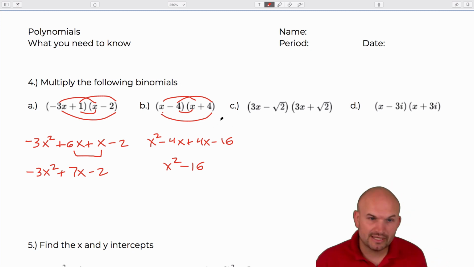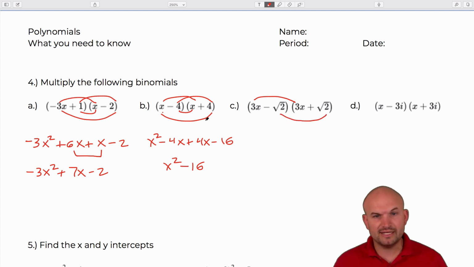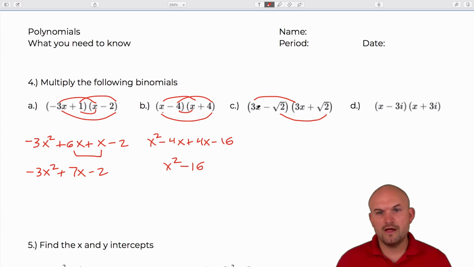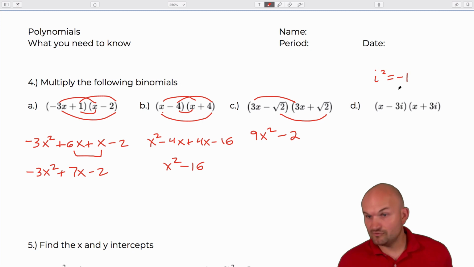For multiplying the following binomials, this is another difference of 2 squares. I really recognize here, this is a more confusing one, right? It doesn't look as simple, but really, all I need to do is multiply my first 2 terms and my last 2 terms. So let's quickly do this. 3x times 3x is going to be 9x squared. And negative square root of 2 times positive square root of 2 is going to be negative square root of 2 squared, which is just going to be a 2. All right. And we could also do the same thing here, even with imaginary numbers. Just remember that i squared is equal to negative 1.